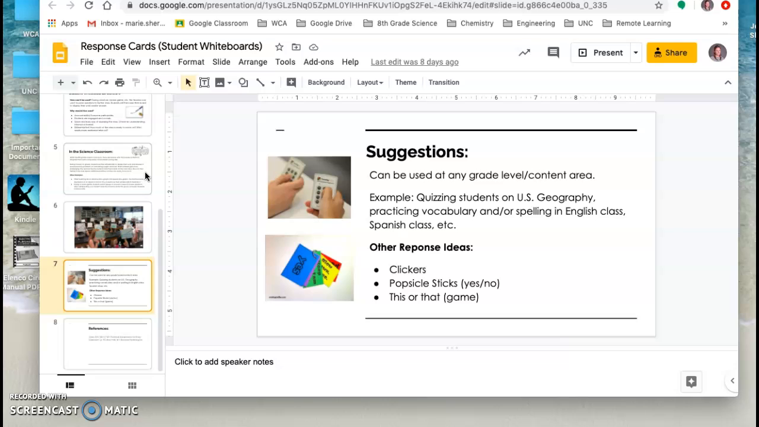Within this presentation, I have mentioned several other ideas as to what that response system can look like. Clickers being a common one, popsicle sticks, and this or that is a game. You might have a question up on the board, and then the students have to choose to go to one side or another. Really, we're incorporating motion, we're getting them more actively engaged, and the students do like when they can have that alternate form of participation that's not just sitting and raising your hand. So it's a really neat adaptation.